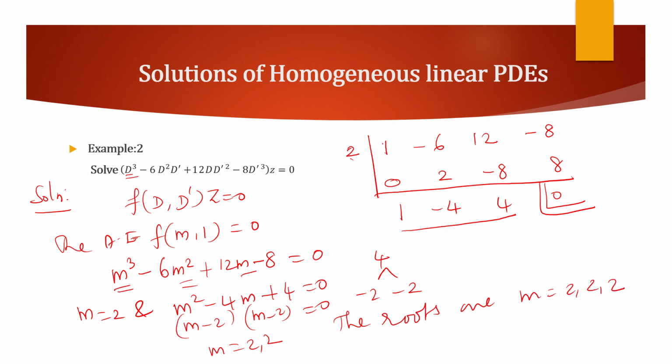So how can we write our CF, which is our complete solution? CF is equal to phi 1 of y plus 2x plus x into phi 2 of y plus 2x plus x square into phi 3 of y plus 2x.